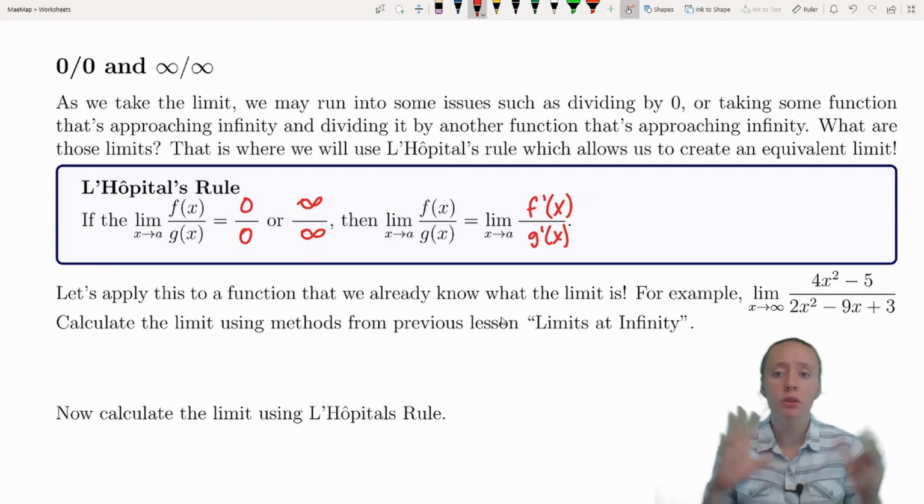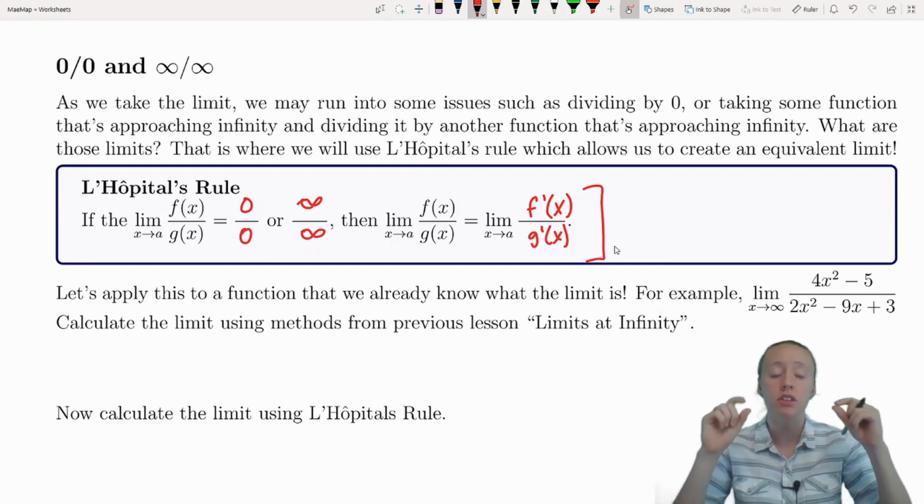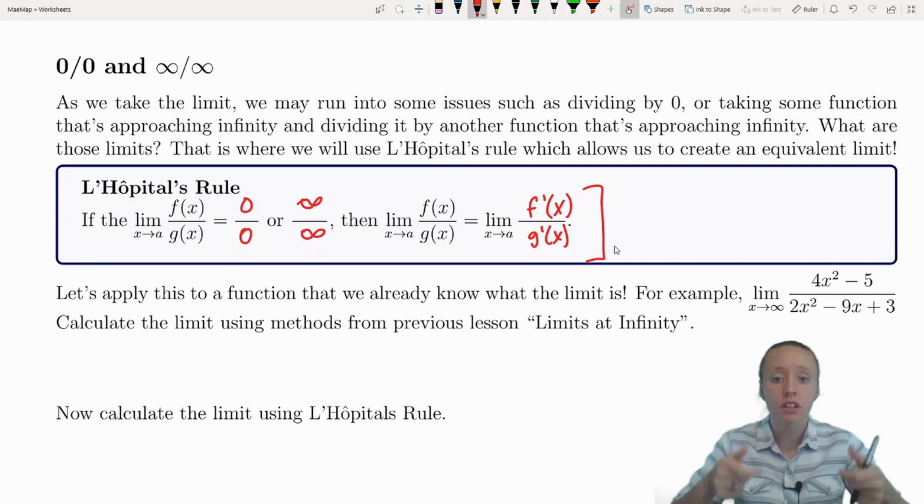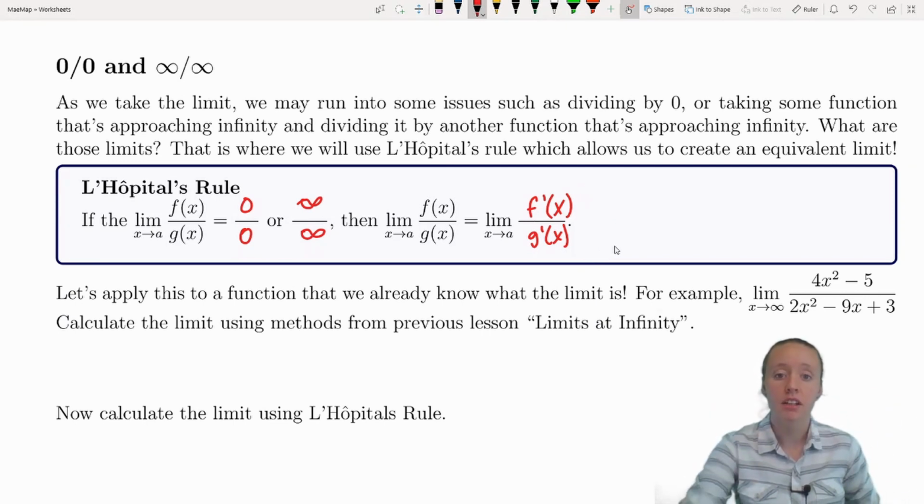And I just want to note quickly, don't get this confused with doing the quotient rule. We're not doing the quotient rule in this case. We're just taking the derivative of the numerator and writing it over the derivative of the denominator. So let's go ahead and apply this to a function that we already know what the limit is.